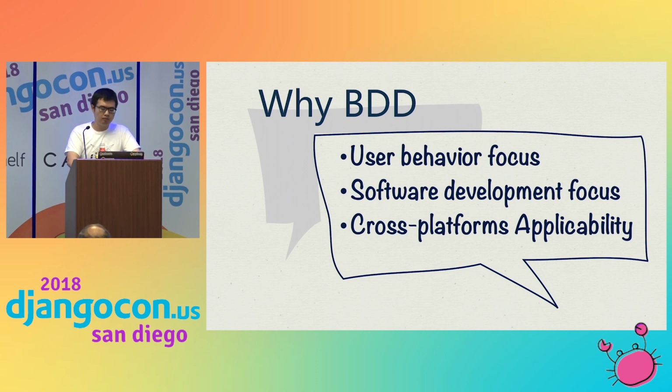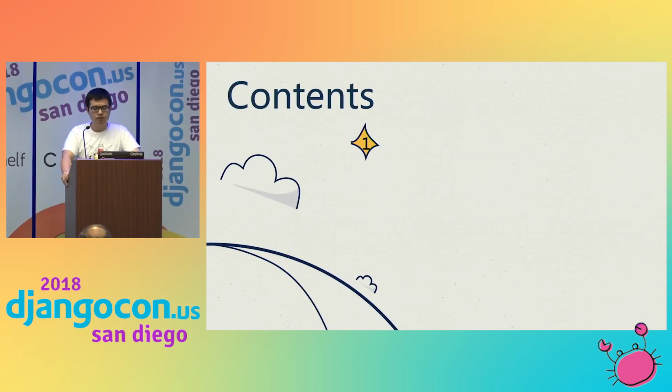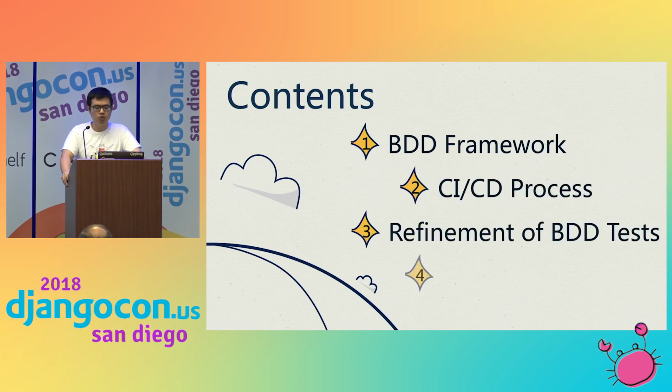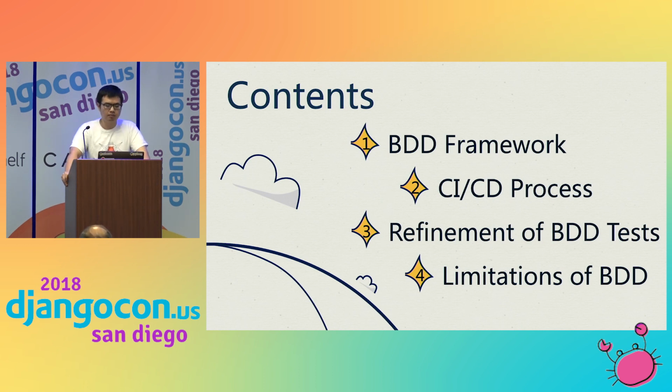I'd like to break down my presentation into four parts. First, I'm going to introduce how we set up our BDD framework in real production. The second is how we integrate our BDD with our CI/CD process. The third is how we do the refinement, how we speed up execution for this testing. And the fourth is the limitations of BDD.